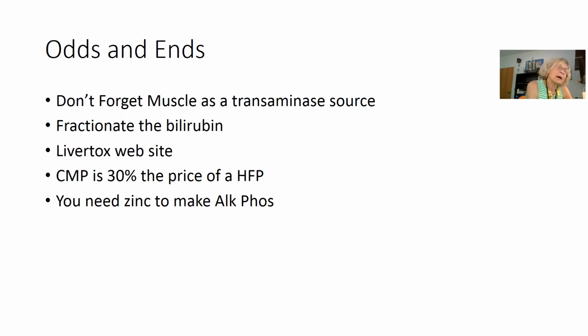I also wanted to put in a plug for being fiscally responsible. CMP is something that's mandated by the government, and it's 30% the cost of a hepatic function panel. At Children's, if the bilirubin is abnormal, they will automatically fractionate it for you, but that's something that we have put into place here and isn't true at most places, so be careful. Nationally, usually a CMP doesn't have a fractionated bilirubin.